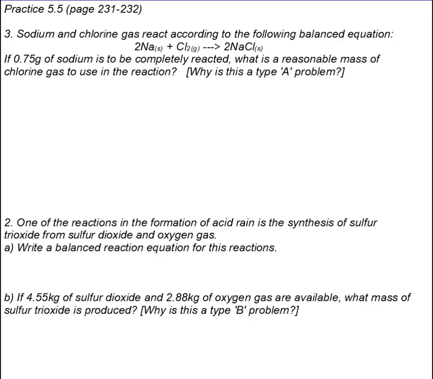So, practice question from the textbook here. I'm just pulling these out of section 5.5. Number 3: balance the reaction equation for sodium and chlorine gas to produce sodium chloride. We're given the limiting reagent here. 0.75 grams is to be completely reacted. That's another way of saying it will be the limiting reagent. Okay, completely reacted, so we can say that sodium is our LR, chlorine is our ER, excess reagent.